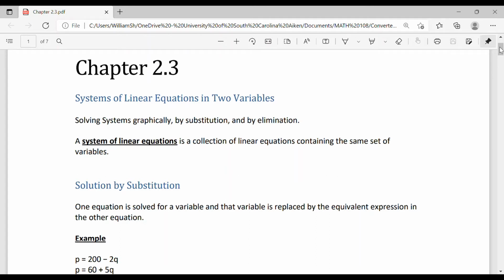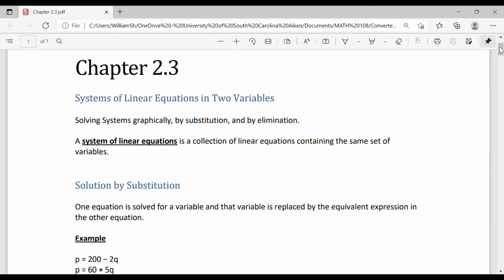Today we are going to do chapter 2.3, Systems of Linear Equations in Two Variables. We're going to solve systems graphically, by substitution, and by elimination. A system of linear equations is a collection of linear equations containing the same set of variables.